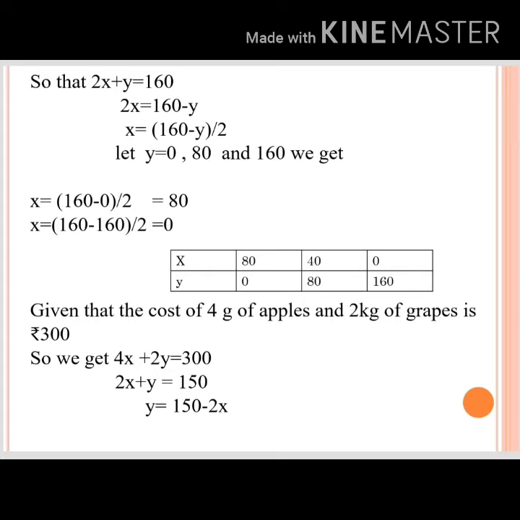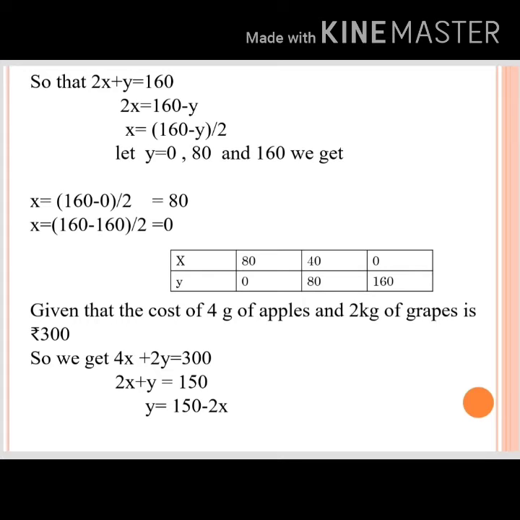Given the cost of 4 kg apple and 2 kg grape is rupees 300, so we get 4x + 2y = 300. That is our second equation. Now 2 is common in this. We get 2x + y = 150. So y = 150 minus 2x.